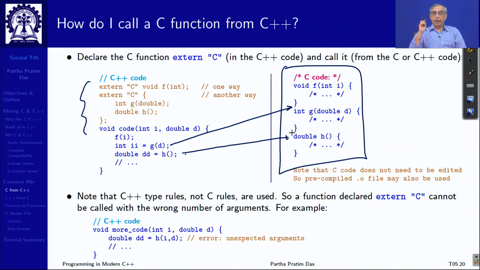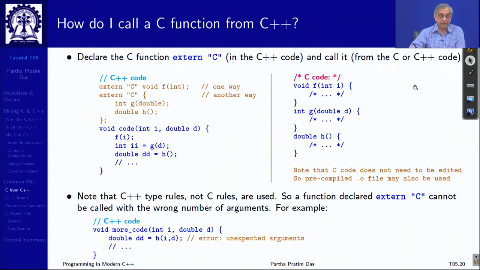and that will perfectly work. But here the C++ type rules are being used when you compile this, you are using C++ rules, only you have told that these are C functions. So, a function declared extern C cannot be called with the wrong number of arguments. In C you can do that, but here you will not be able to do that. So, if it does not have a parameter and you pass 2 parameters, then you will have an error now, which is unexpected arguments, right? Which is actually fine, which actually makes it safer.